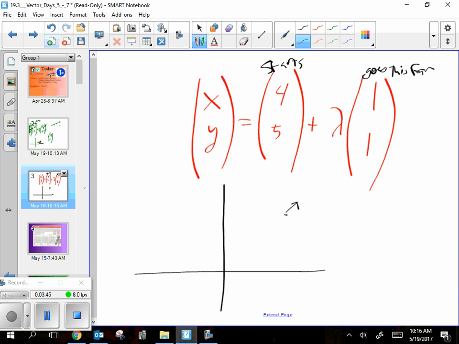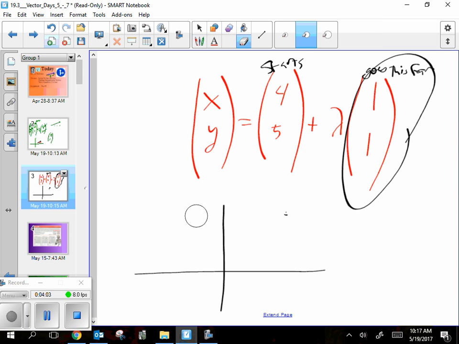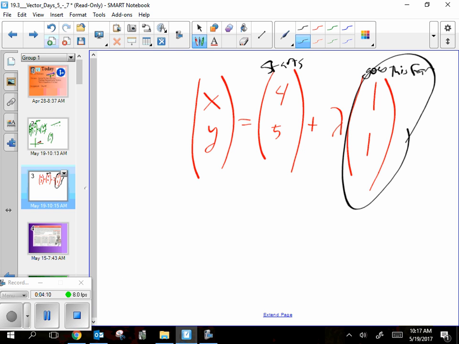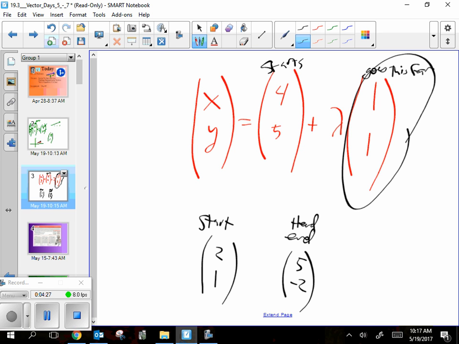All right, now, what if I gave you a starting point and an ending point, but didn't tell you how far it went? Couldn't you figure out how far it went if I told you the starting point and the ending point? So I want you to make me an equation just like that. I'll leave it up there. But I'm going to this time tell you, instead of starting at 4, 5, this guy is going to start at 2, 1. And it's going to end, the head end will be at 5, negative 2. That's a vector. Write me the equation for it. I'm going to pause for a moment while you guys try to figure this out.